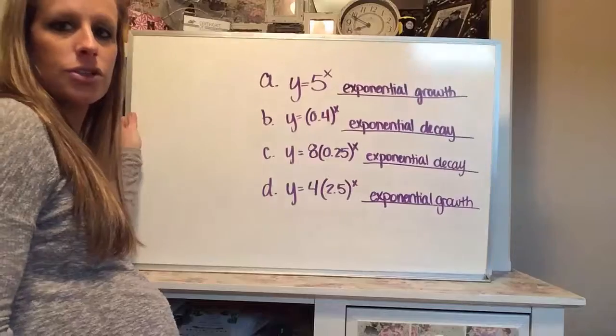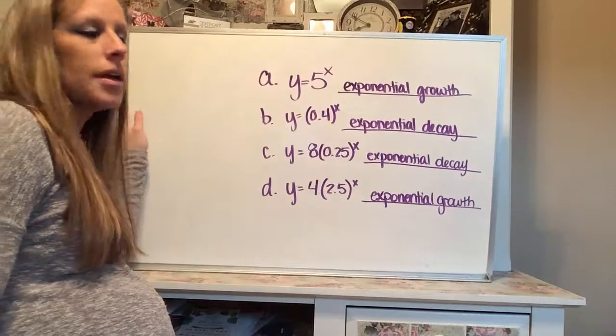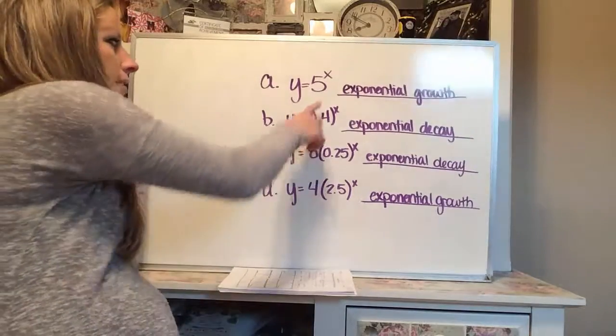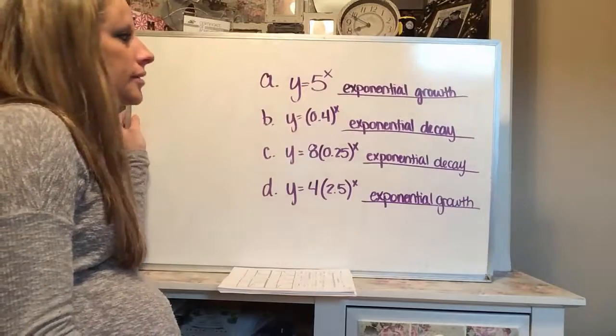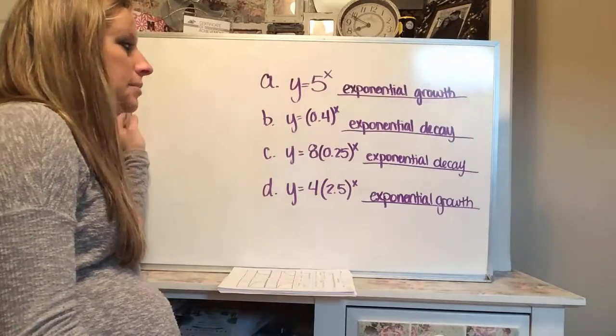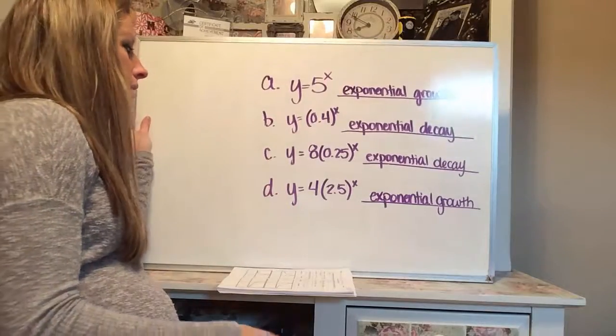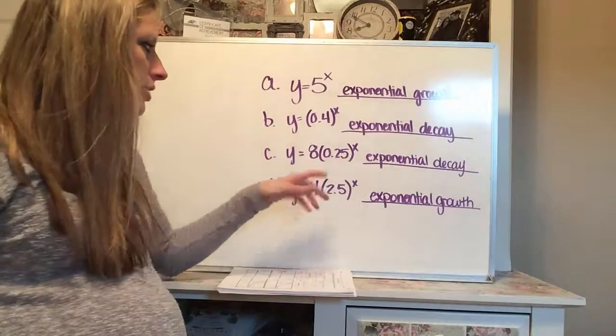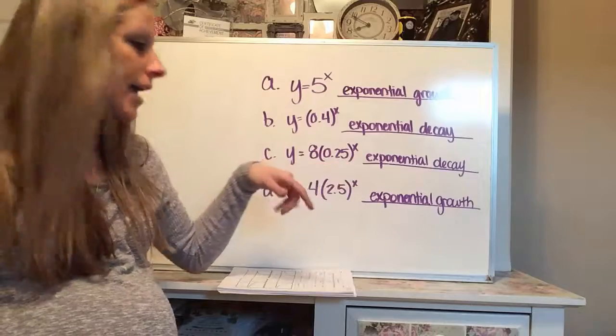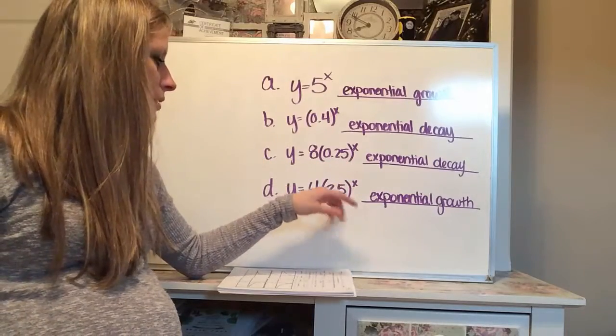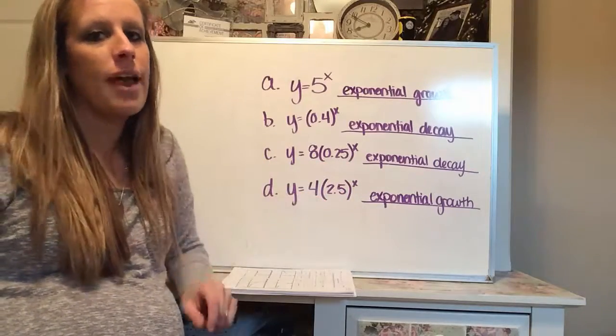On part A, you should have gotten exponential growth, because the base 5 is greater than 1. Part B, exponential decay, my base is 0.4, which is less than 1. C, exponential decay, my base is 0.25. And the last one is exponential growth, because my base is 2.5.